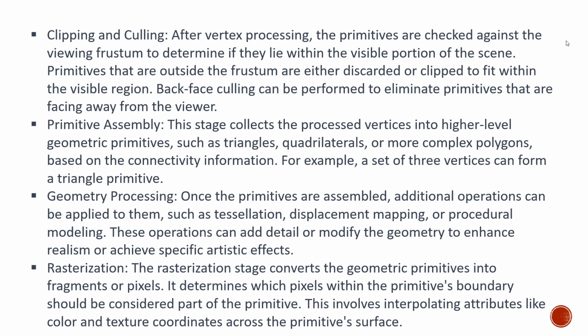The sixth topic is rasterization. The rasterization stage converts the geometric primitives into fragments of pixels. It determines which pixels within the primitive's boundary should be considered part of the primitive. This involves interpolating attributes like color and texture coordinates across the primitive surfaces.